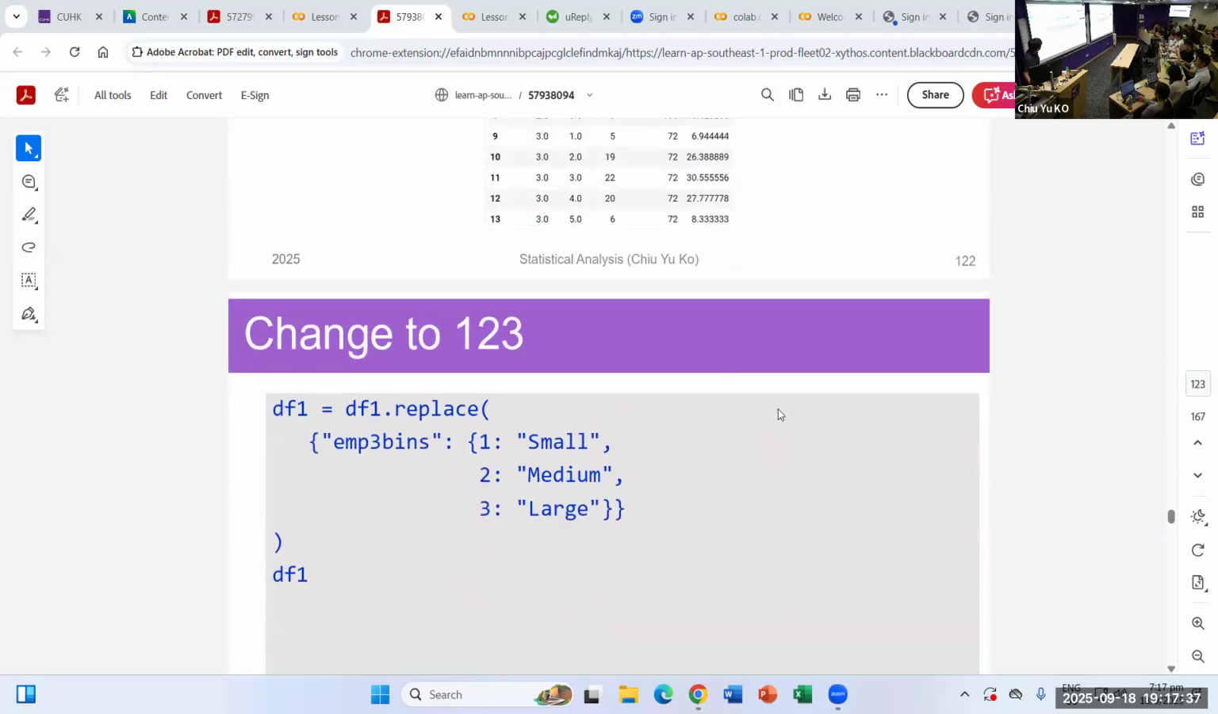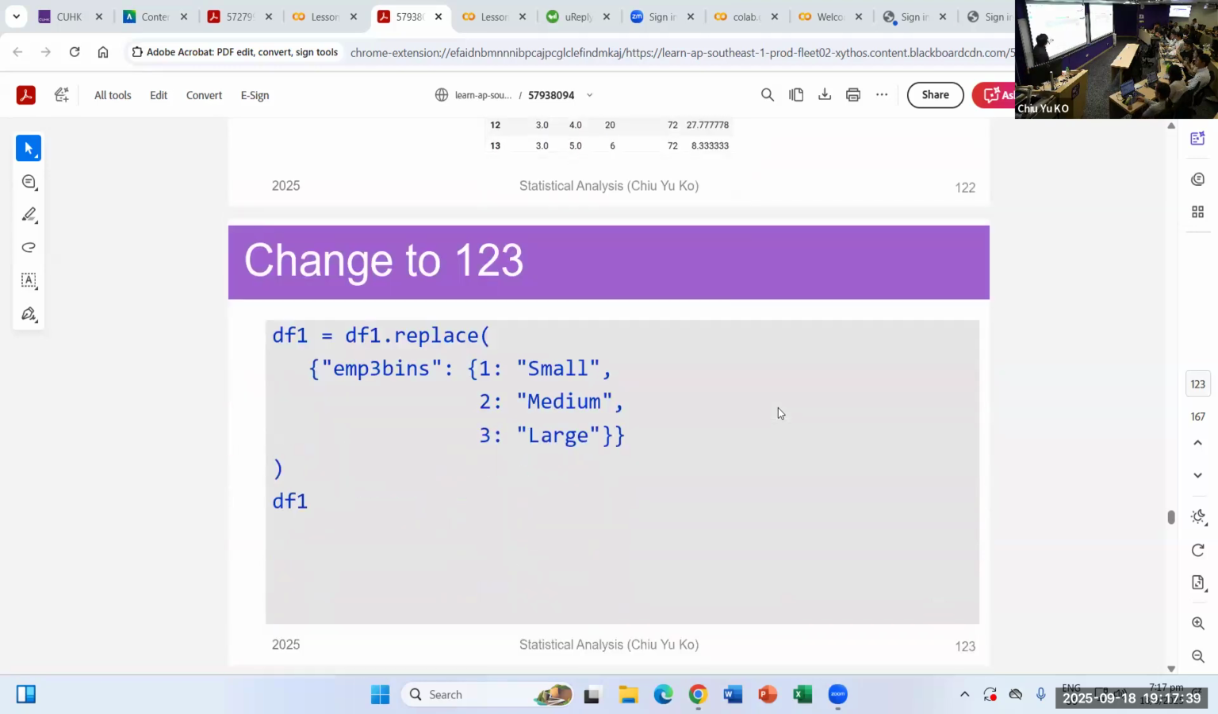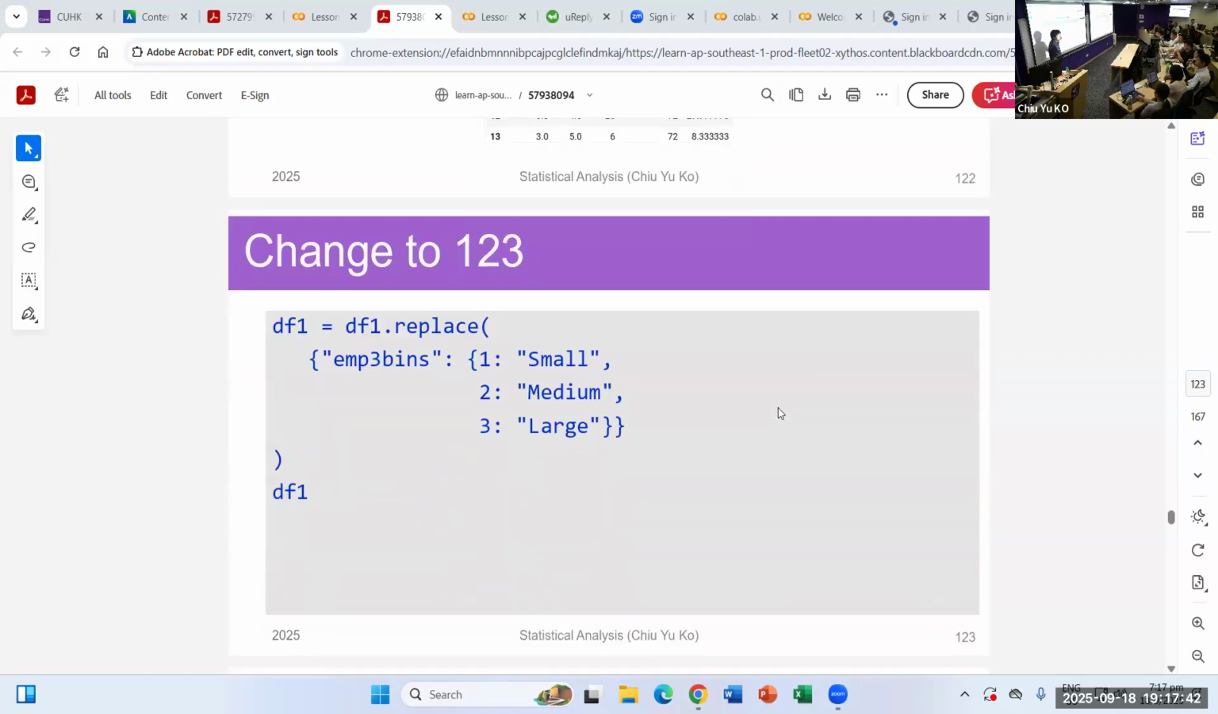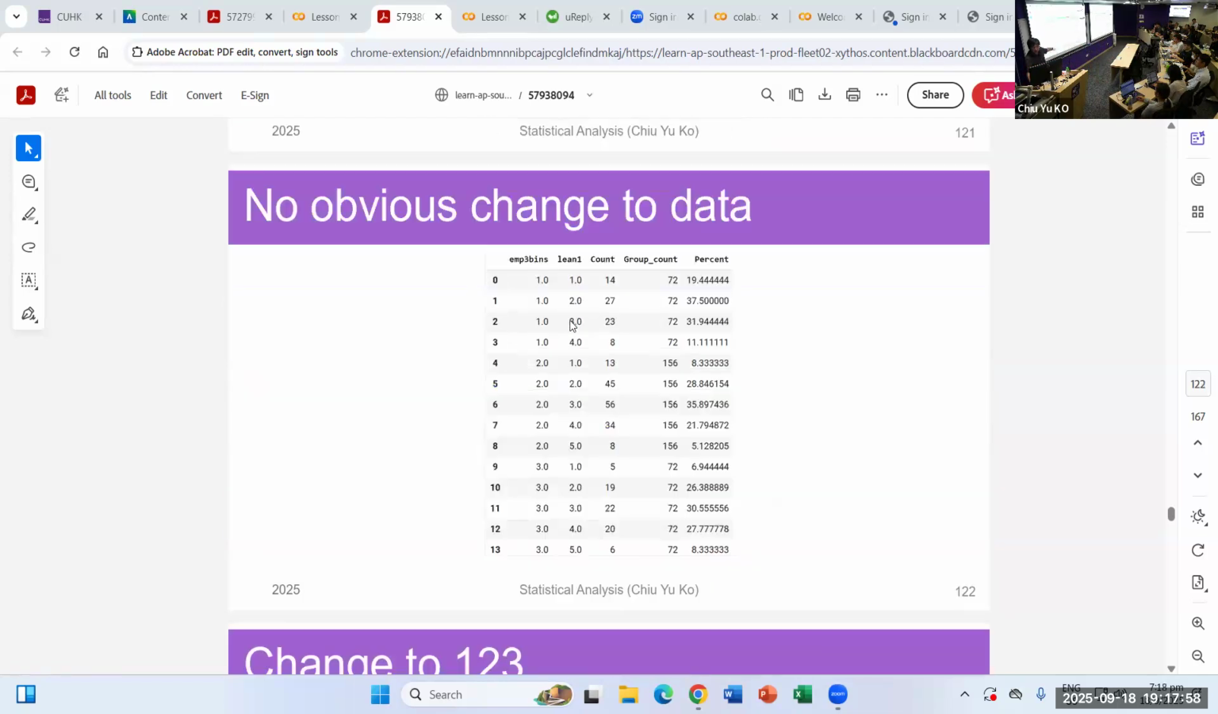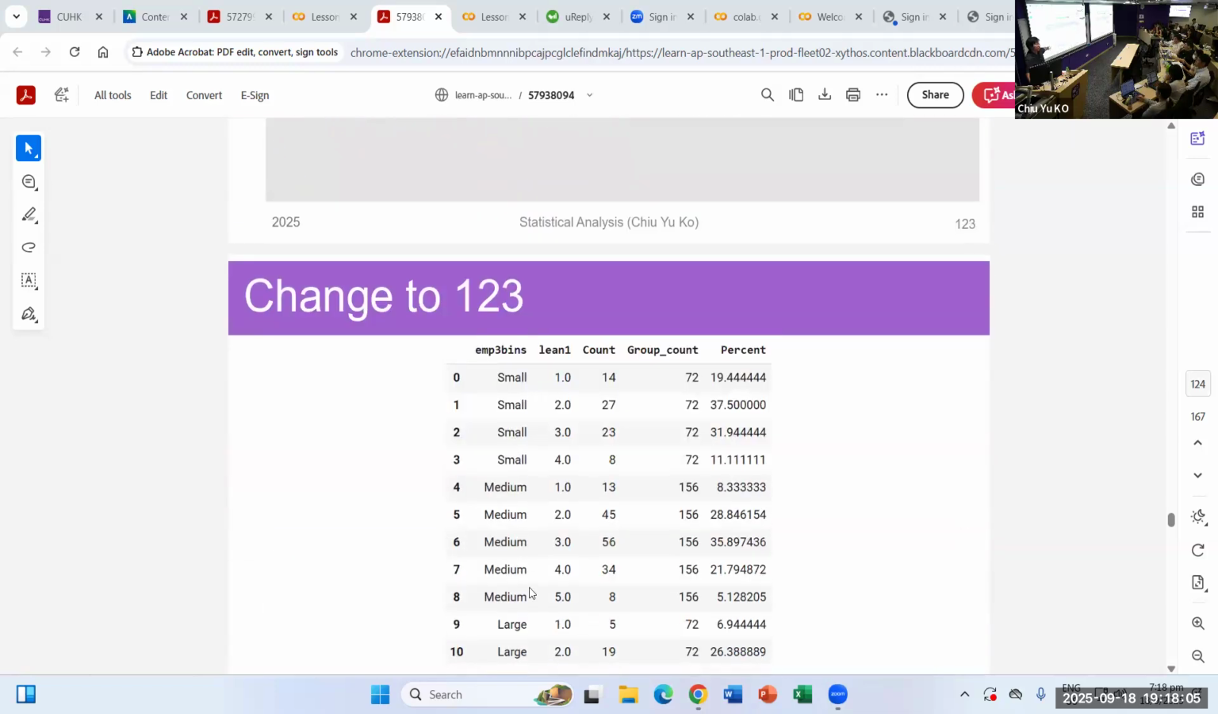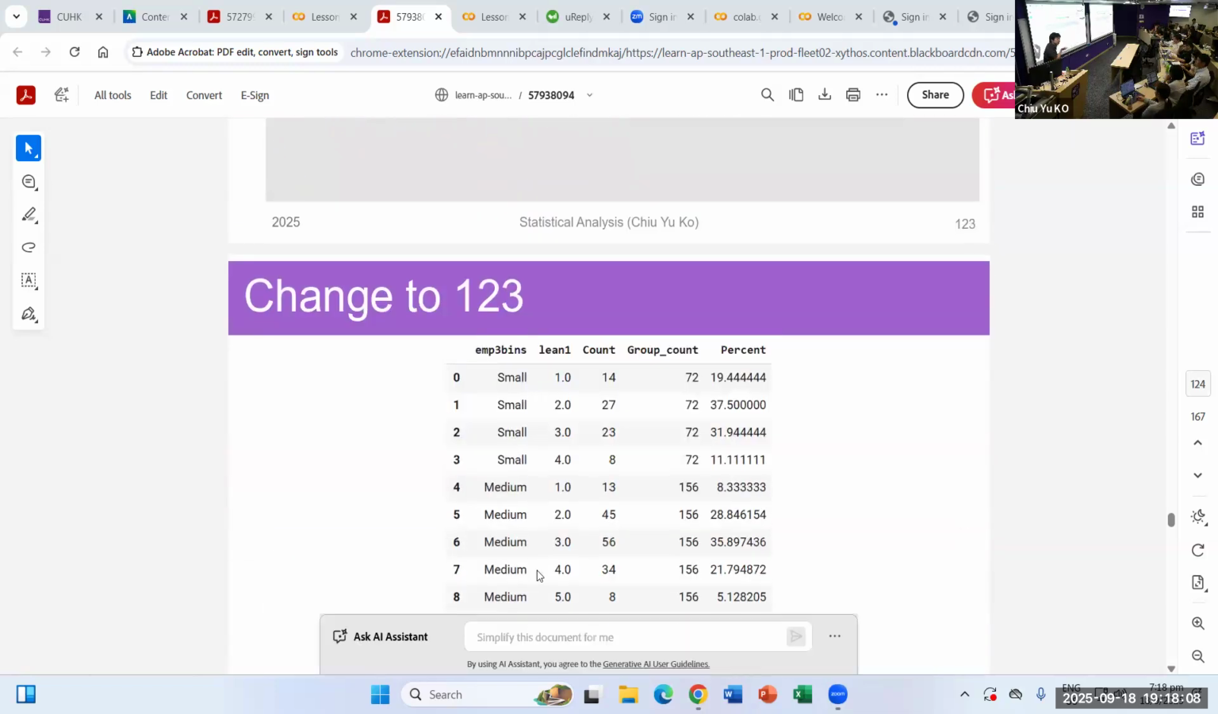So at the end, I want it to look nice. Instead of calling 1, 2, 3, I call it small, medium, and large. There's nothing new there. Just replace, right? 1 becomes small, 2 becomes medium, 3 becomes large. Nothing very deep. I think it's very intuitive, right? Before, in this column, I have 1, 2, 3, and now once I do it, it becomes small, medium, large. So it's easier for the eye to see. Good. Just cosmetic changes.